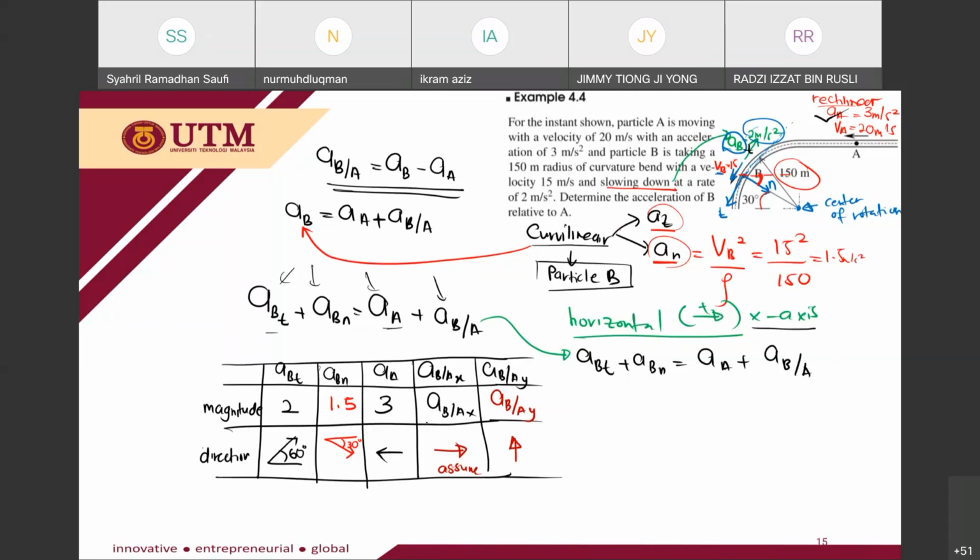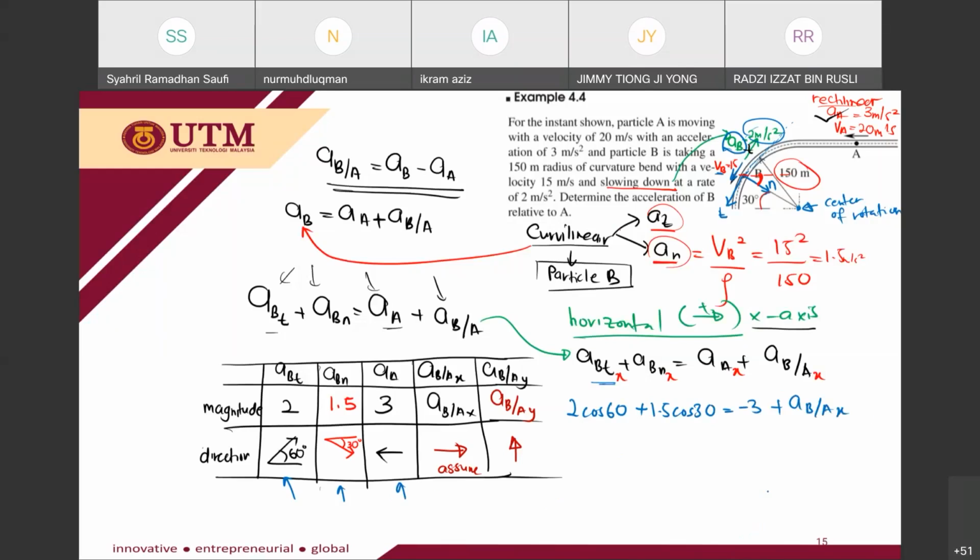Since I do on the x-axis, I can put the formula with x. So acceleration B tangent along the x-axis is 2 cos 60, plus this one, 1.5 cos 30, equal to this one, negative 3, plus acceleration B relative to A along x.